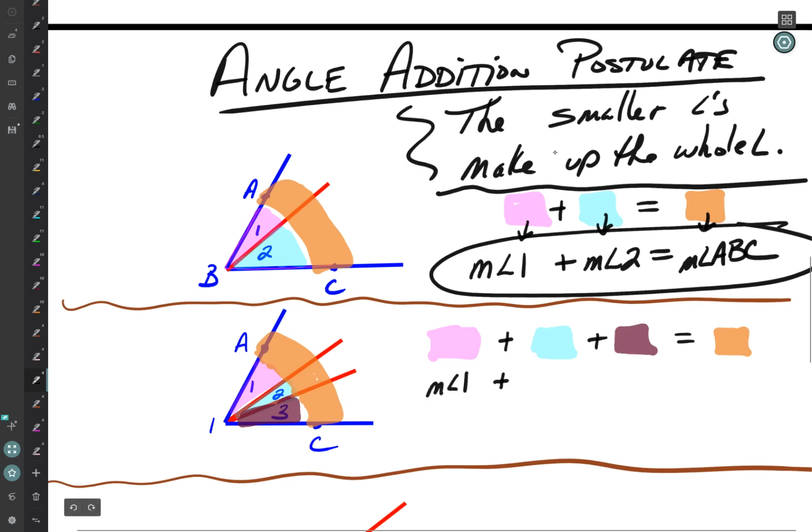So the measure of angle 1 plus what? Measure of angle 2 plus what? Is equal to the measure, that's supposed to be a B. The measure of angle ABC, right?